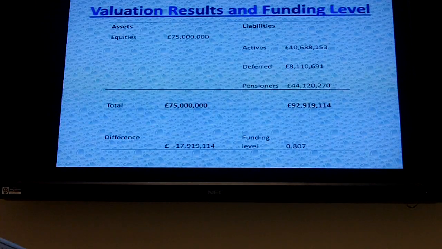Here you can see a table of our valuation results. Total liability for actives, deferreds and pensioners was 92,919,000. Our funding level was 80.7%. This was worked out by dividing our total assets of 75 million in equities by the combined liabilities of actives, deferreds and pensioners. Over the next 10 years, we intend to raise our current funding level to the full valuation amount. If future pension payments increase was reduced to 0%, the deficit would be reduced to around 11 million, a difference of nearly 7 million.